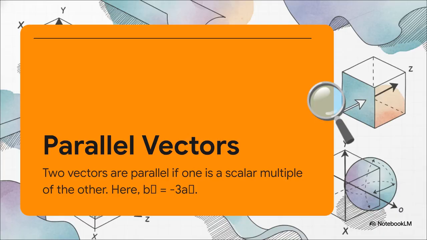And because that ratio was the exact same constant number for every single component, in this case negative 3, we've just proven that these vectors are parallel. We can say for sure that vector b is just vector a stretched out by a factor of negative 3. And that negative sign just tells us that b is pointing in the complete opposite direction of a.